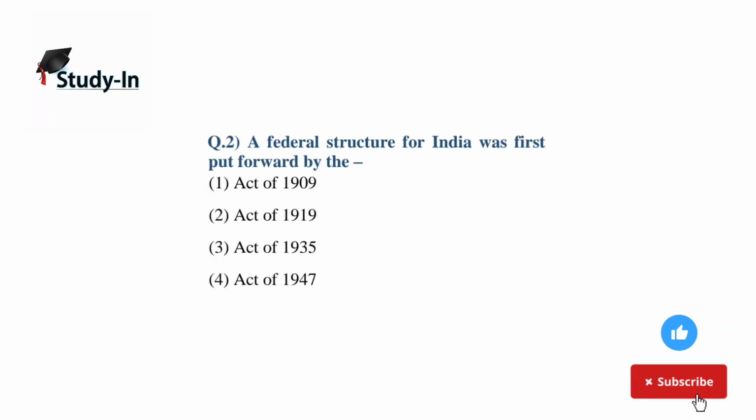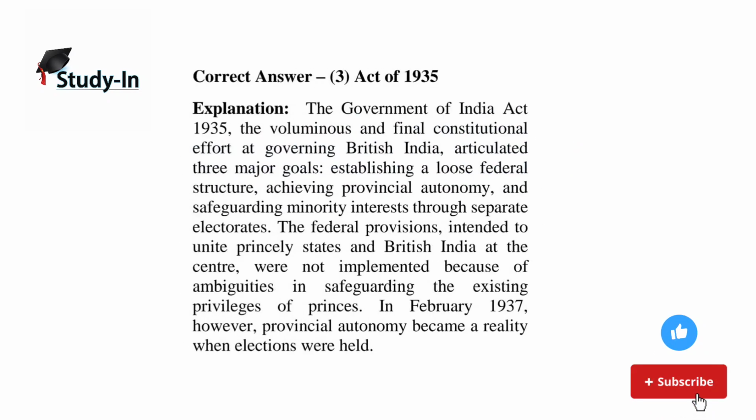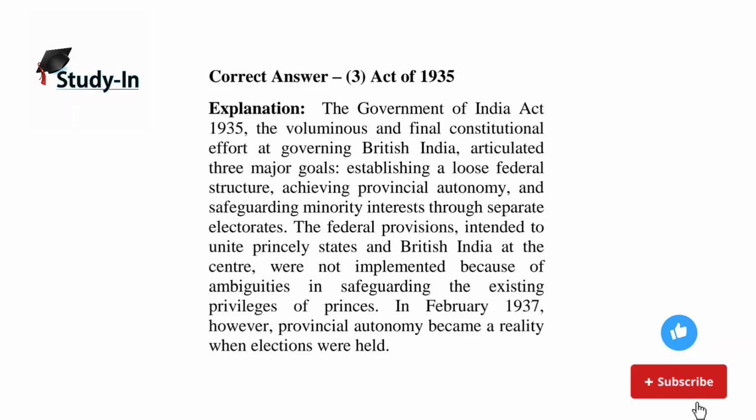Next, a federal structure for India was first put forward by the option 1 Act of 1909, Act of 1919, Act of 1935, Act of 1947. The correct answer is Act of 1935.